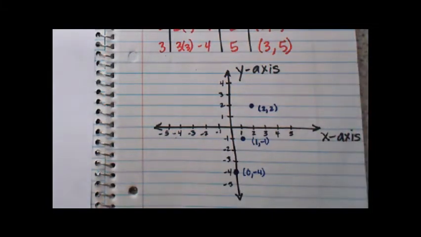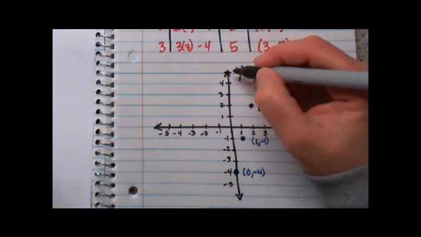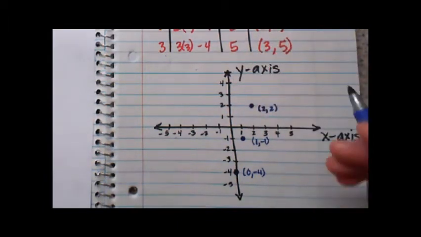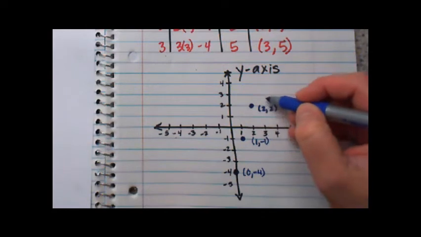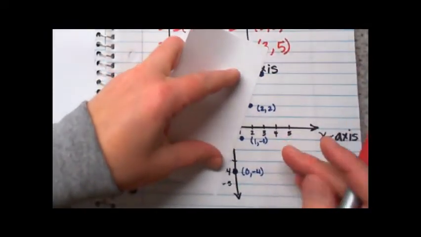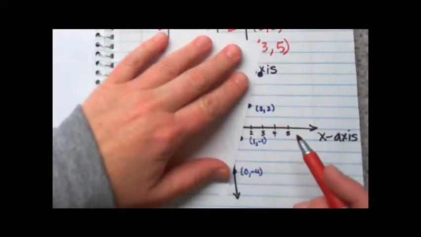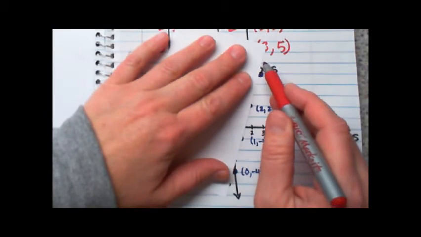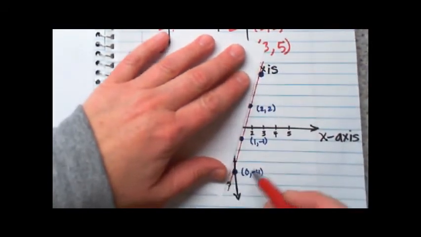The last point we had was 3, 5. Oops, I didn't put a 5 on there. 5 would be up here about. So go over to 3 and up to 5. That point would be right about there. We're going to connect all of these points with a straight edge. Oh, it's a sketch, so they're a little bit off, but it should be pretty close.